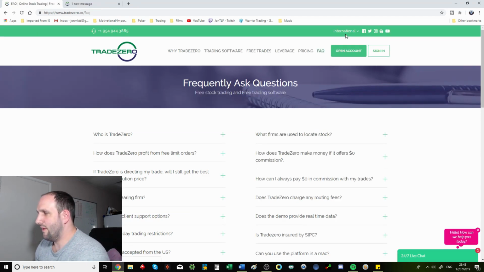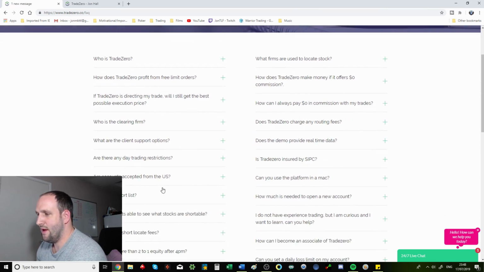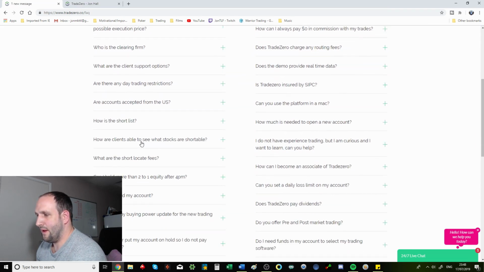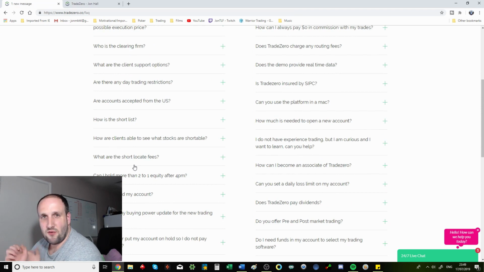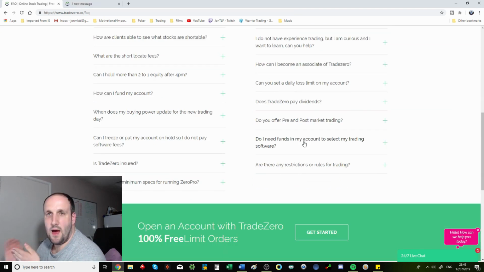So now we'll click on international, and as you see here, now we're no longer subject to PDT. It's only $500 to fund your account, so a lot cheaper, and the minimum of funds you need to keep your account open is $200. So they're pretty much the differences between the US and the international. It's the location of where the firm's located, and then they have a few different requirements to set up.